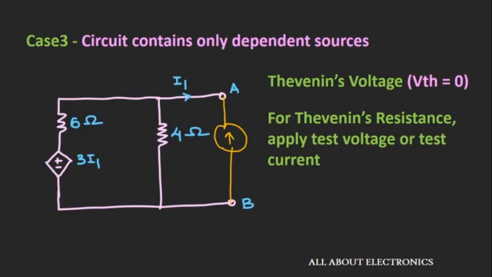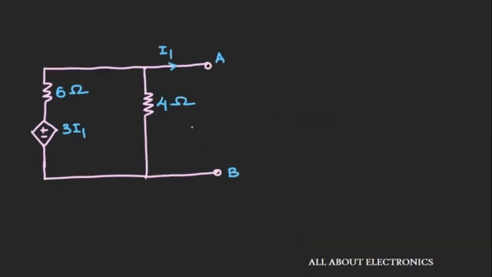So suppose you are applying a test current, then just find the voltage across this test current, and the ratio of this voltage divided by the value of this current will give you the Thevenin's equivalent resistance. Similarly, suppose you are applying a test voltage across these two terminals, then the ratio of voltage divided by the current that is flowing through this test voltage will give you the Thevenin's equivalent resistance. So in this circuit, we will apply a test current of 1 ampere across these two terminals.